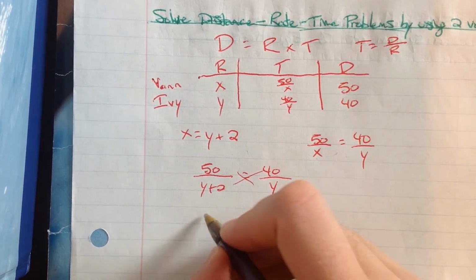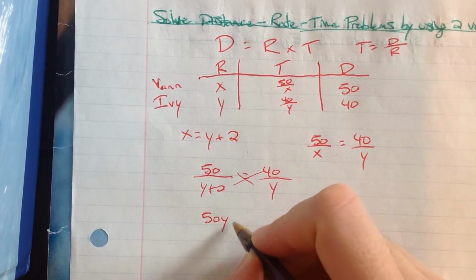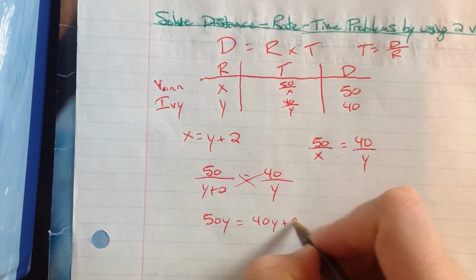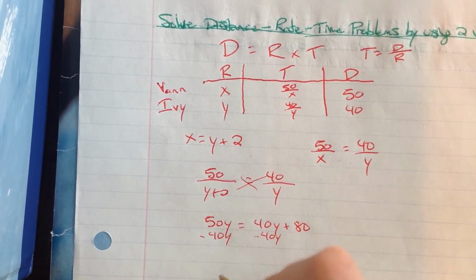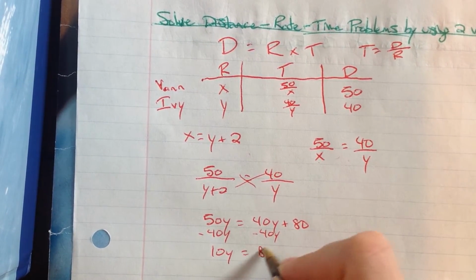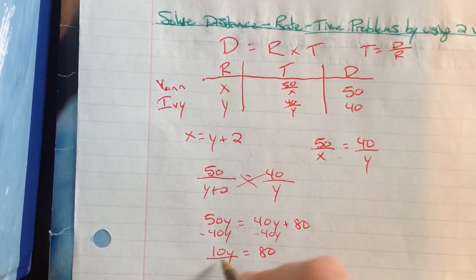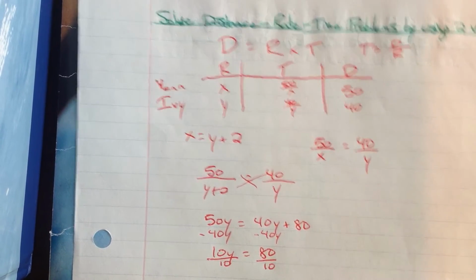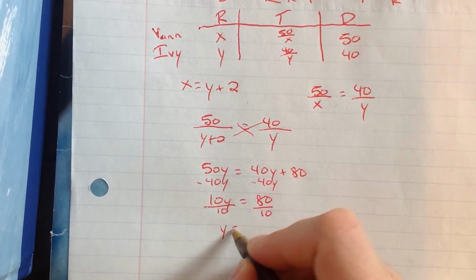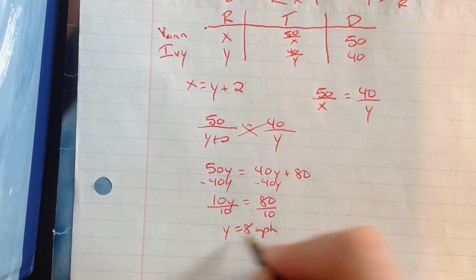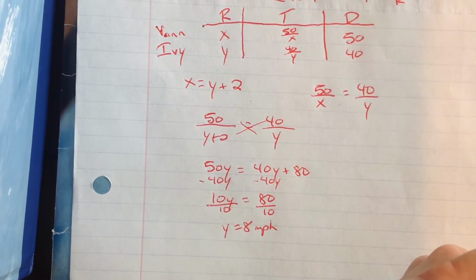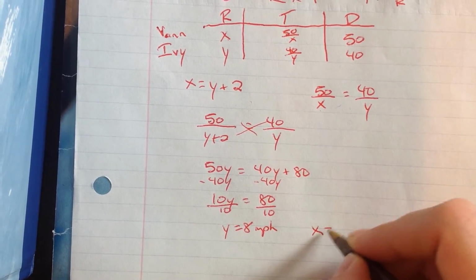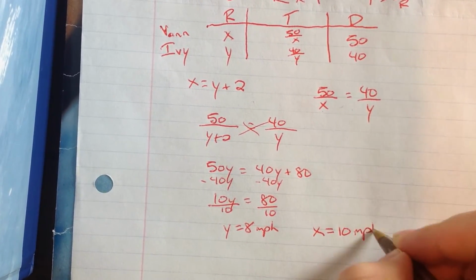Cross multiplying, I get 50y equals 40y plus 80. Subtract 40y. 10y equals 80. Divide both sides by 10. And y equals 8 miles per hour. That is Ivy's rate. So if Van's going 2 miles per hour faster, Van's going 10 miles per hour.